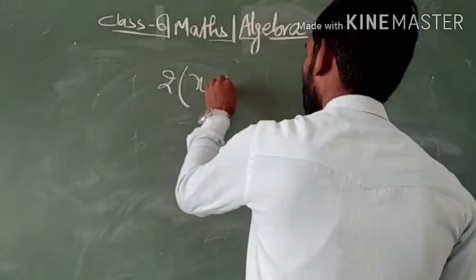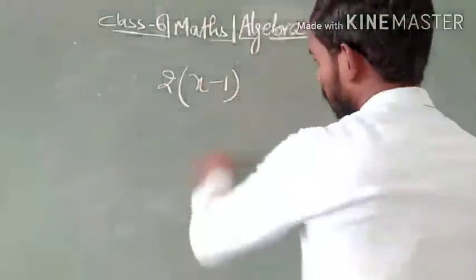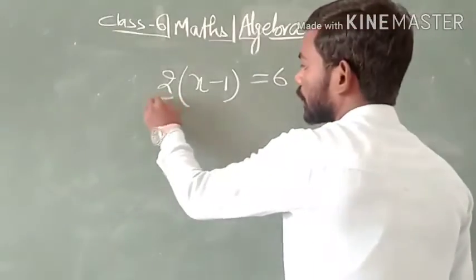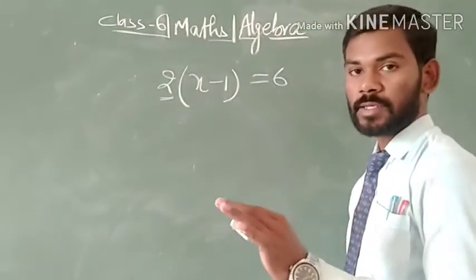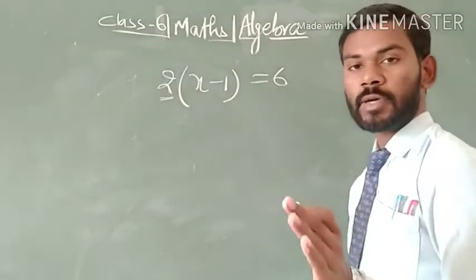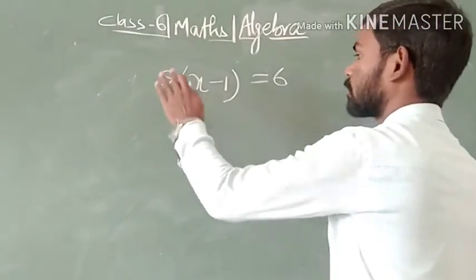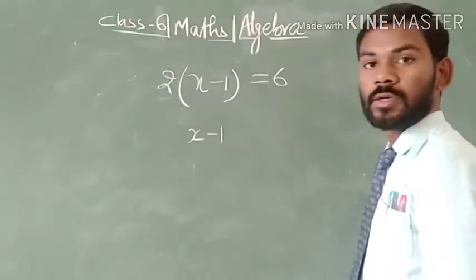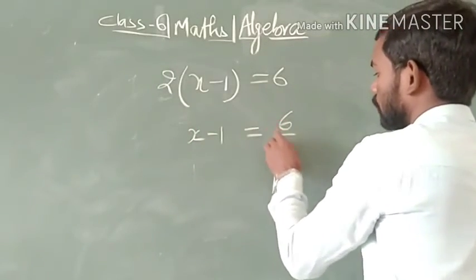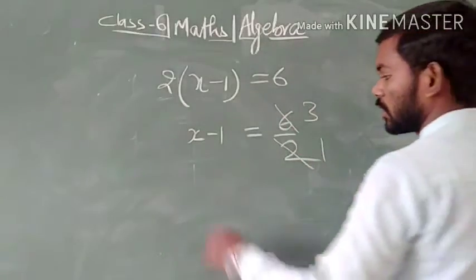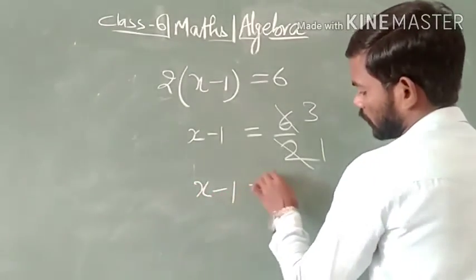The next question is 2 multiplied by x minus 1 is equal to 6. Okay, here 2 is distinct from x, so first of all we transfer 2. Since 2 is multiplied with x minus 1, when 2 is transposed to the right hand side, it becomes divided, and here we get x minus 1 is equal to 6 upon 2. Okay, and now solve, 2 into 3 is 6. Therefore we get x minus 1 is equal to 3.